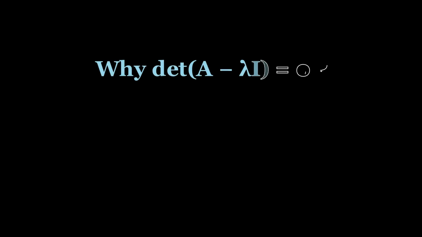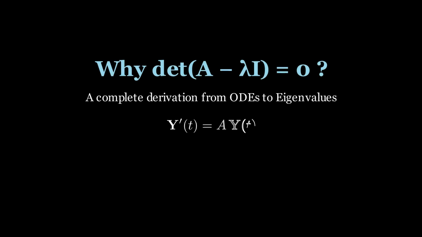In this animation we answer one of the most important questions in linear algebra. Why do we set the determinant of A minus lambda I equal to 0 when we solve a differential equation? We will derive everything from scratch, step by step, so that every formula makes complete logical sense.